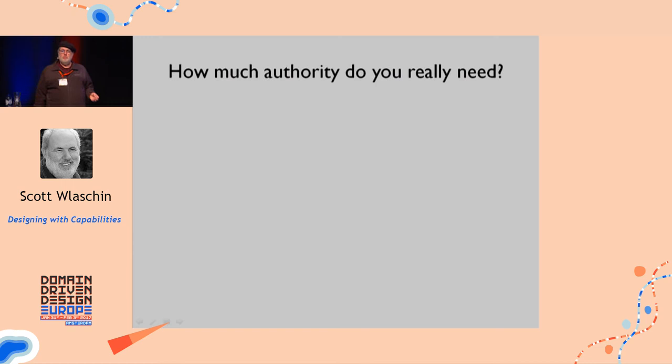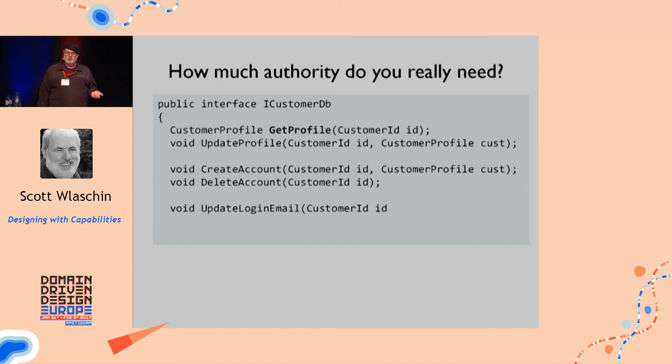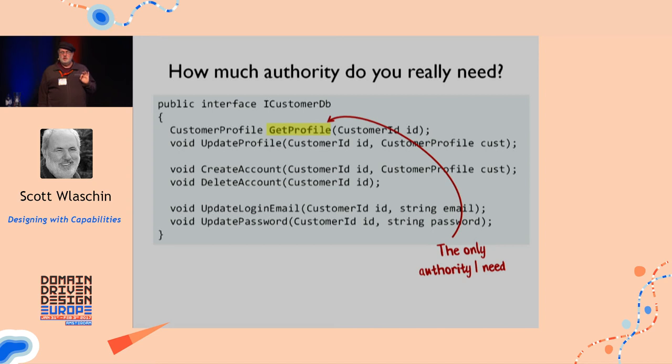The problem with this approach is it's very easy for the authority to get out of control. So here's my customer DB interface, and there's my main piece of code. I want to be able to read the customer, but maybe the interface has something to update the customer and create an account and delete an account and change the login and update the password and so on and so forth. It's very easy for interfaces or repositories to get bigger and bigger. So this is the only authority I really want, and yet you've given me the authority to update the password. And what are the chances? Again, you give me the authority, one day I might use this accidentally or deliberately, and things can go wrong.